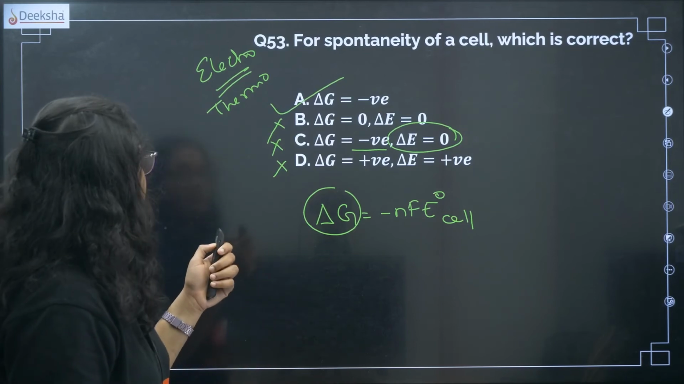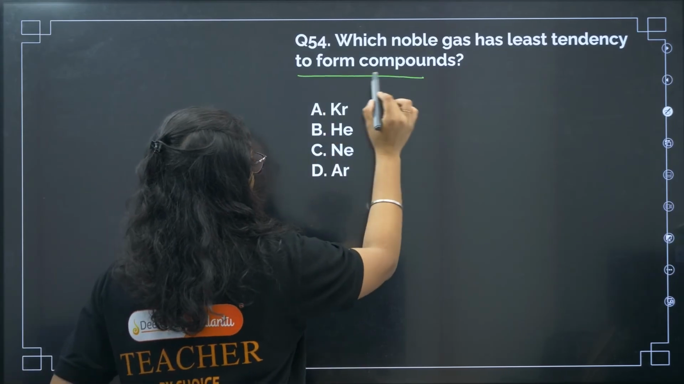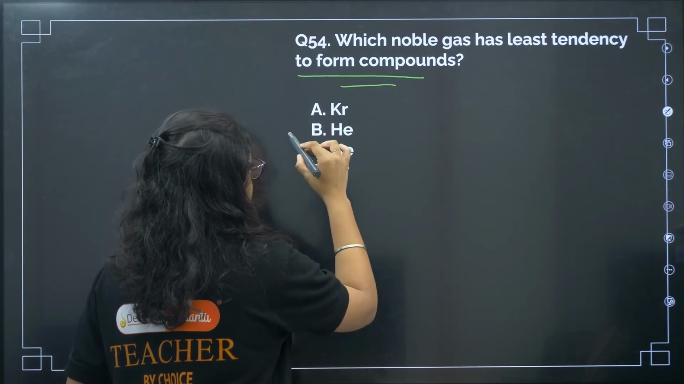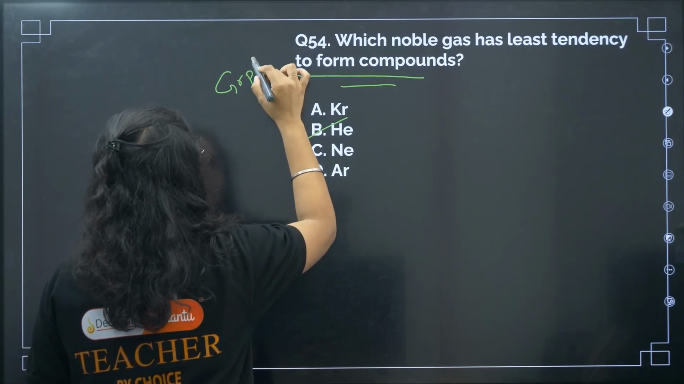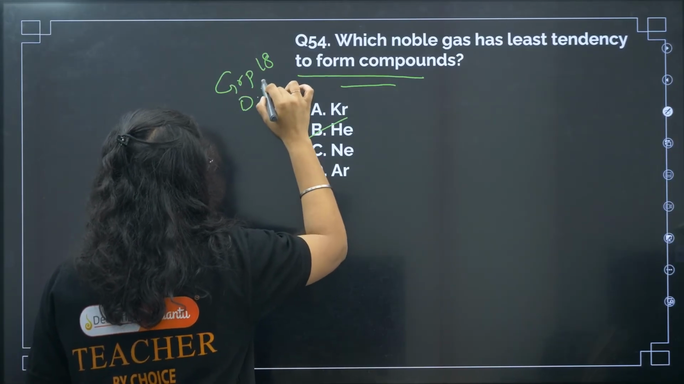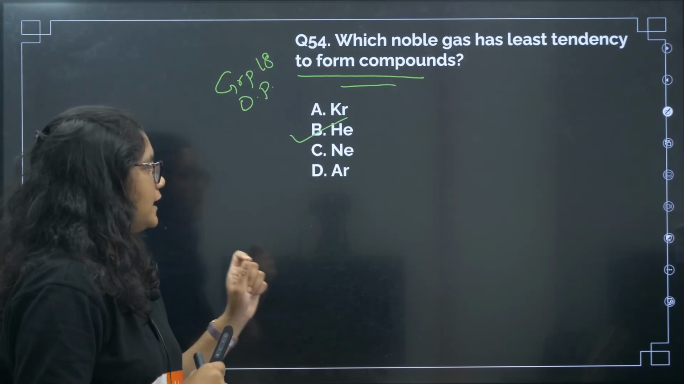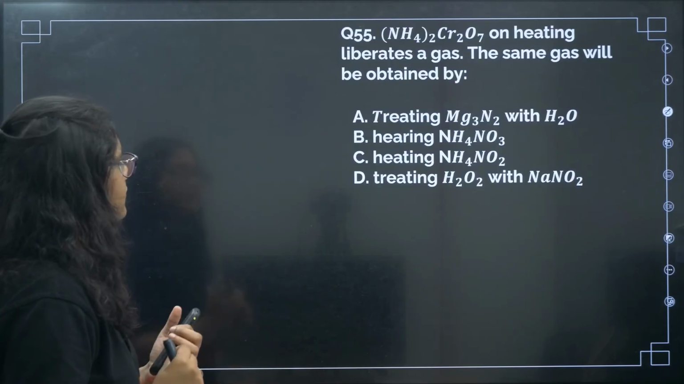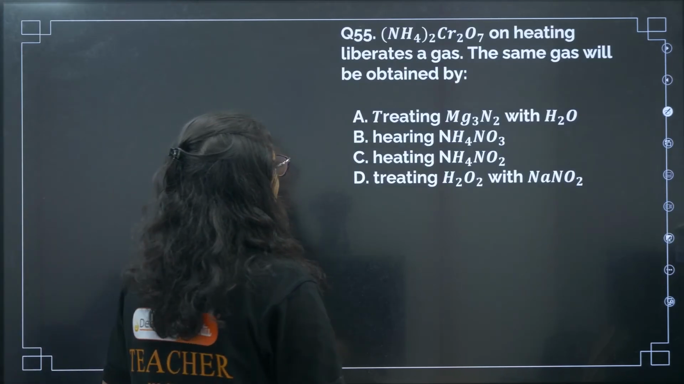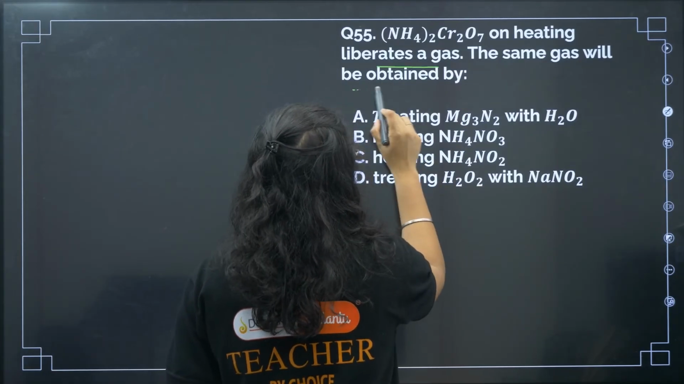Okay. Now coming to question number 54. Which noble gas has the least tendency to form compounds? So the correct answer here is helium. This question is from your group 18. Again, deleted portion. Okay, because of its very high ionization enthalpy, it does not participate in the reactions. Okay. Now coming to question number 55. Ammonium dichromate on heating liberates a gas. The same gas will be obtained by.